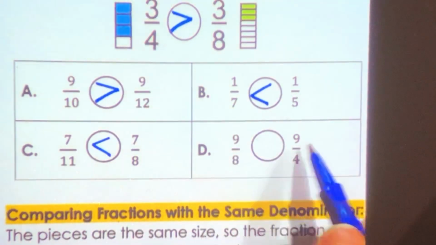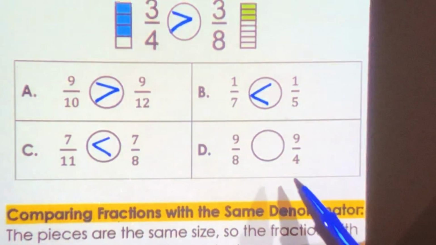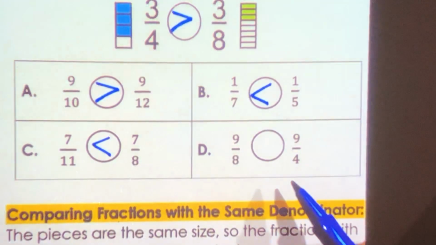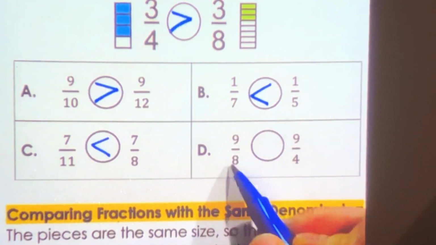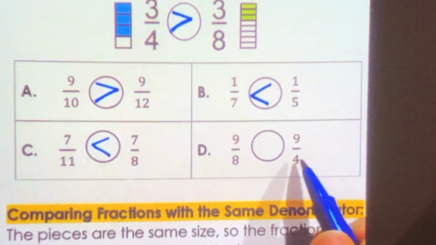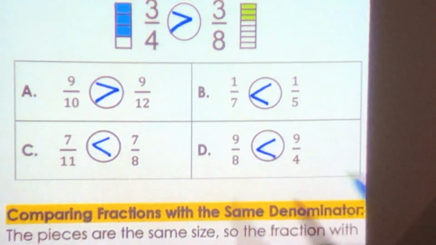And finally, 9/8 and 9/4. I always like to include an improper fraction in there just so you know the same rules apply. The numerator is the same. This whole is cut up into 8 pieces. This whole is cut up into 4 pieces. These pieces are going to be larger. So in summary, when you're comparing fractions with the same numerator, the fraction with the lower denominator will be greater because those pieces are larger.